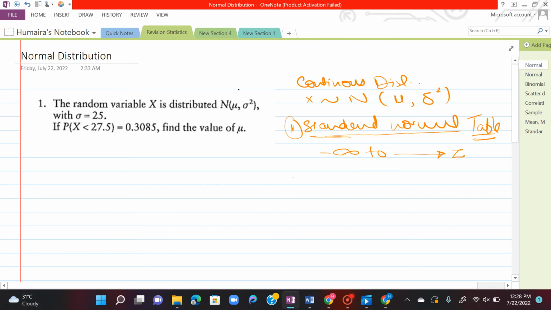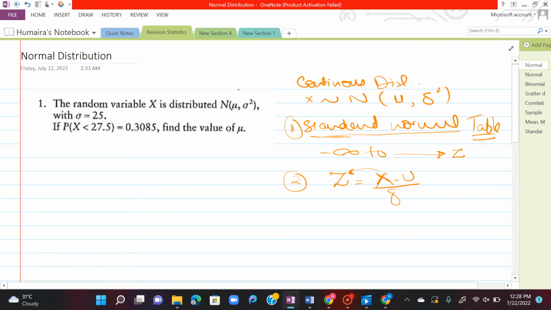And the other important thing you need to know to solve normal distribution questions is this formula: z is equal to x minus mu upon sigma. That is not the PDF of the continuous distribution. That is a formula which converts the x value into the z value, into the standard normal value, right? So once the x value is converted to z, then I can easily check it through the normal table, right?